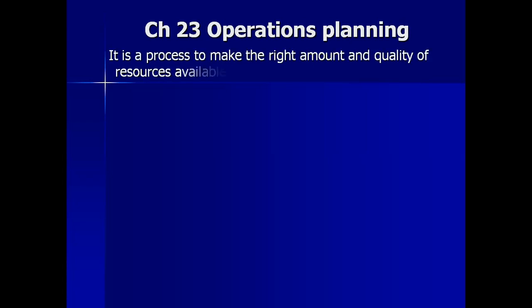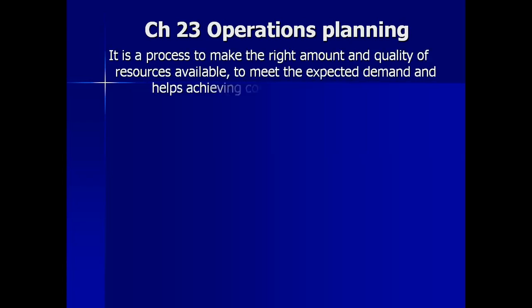Let's see the definition of operations planning. It is a process to make the right amount and quality of resources available to meet the expected demand and helps achieve corporate main objectives. The focus is on the right amount and quality of resources, because the operations department must have the right amount of resources, either land, labor or capital, and the quality should also be right.